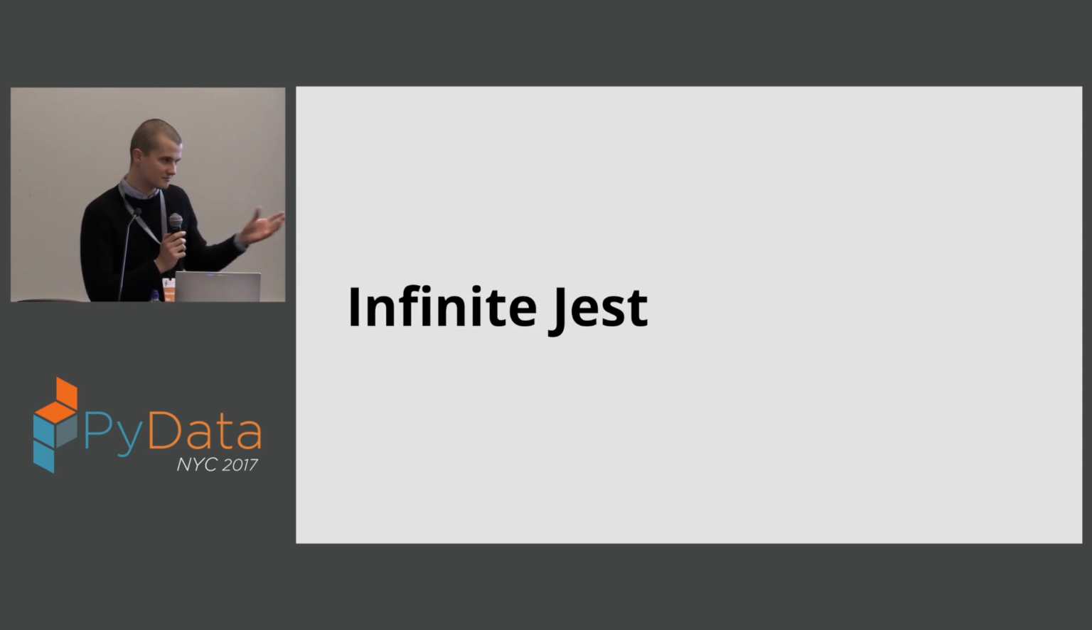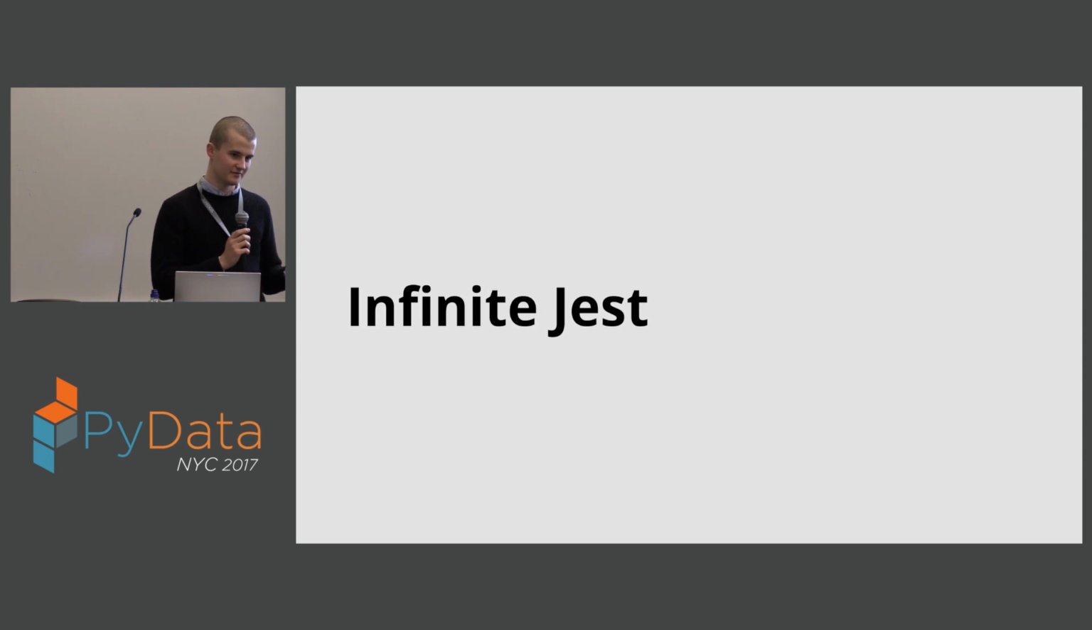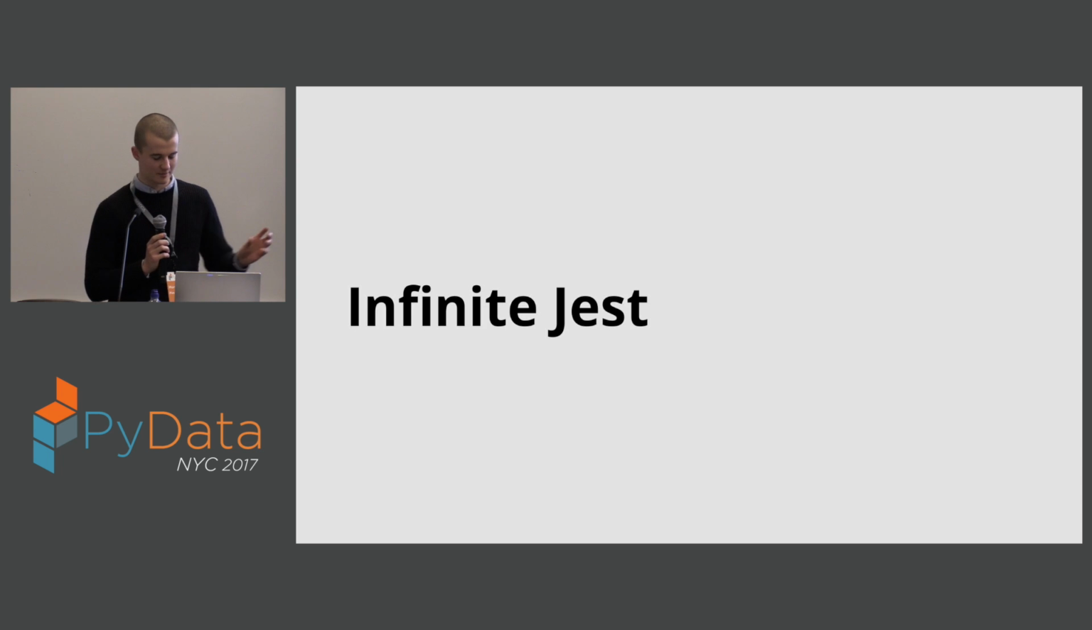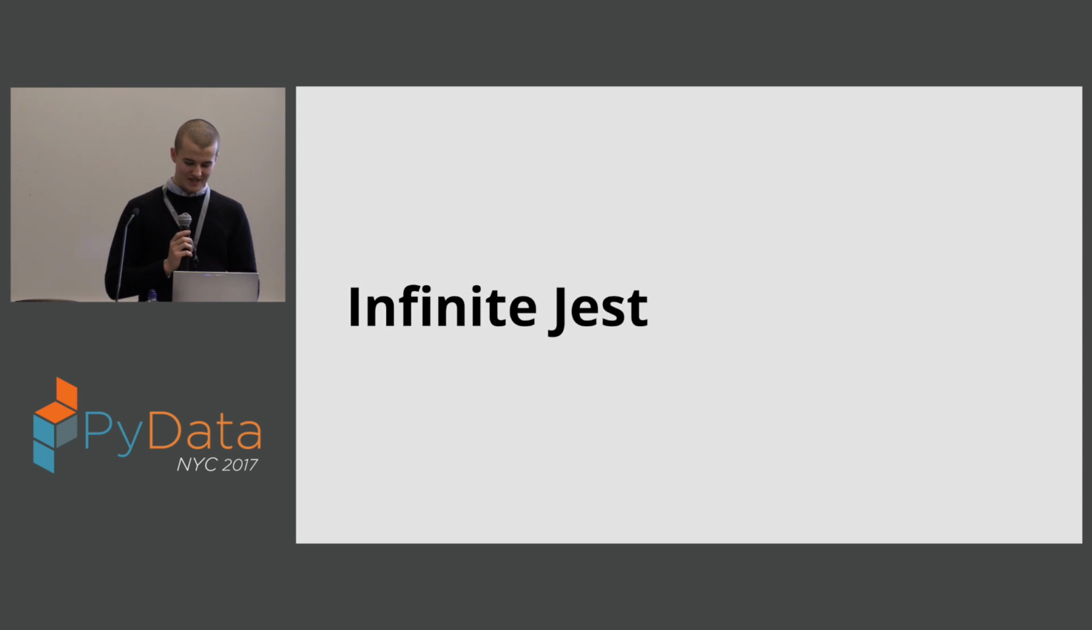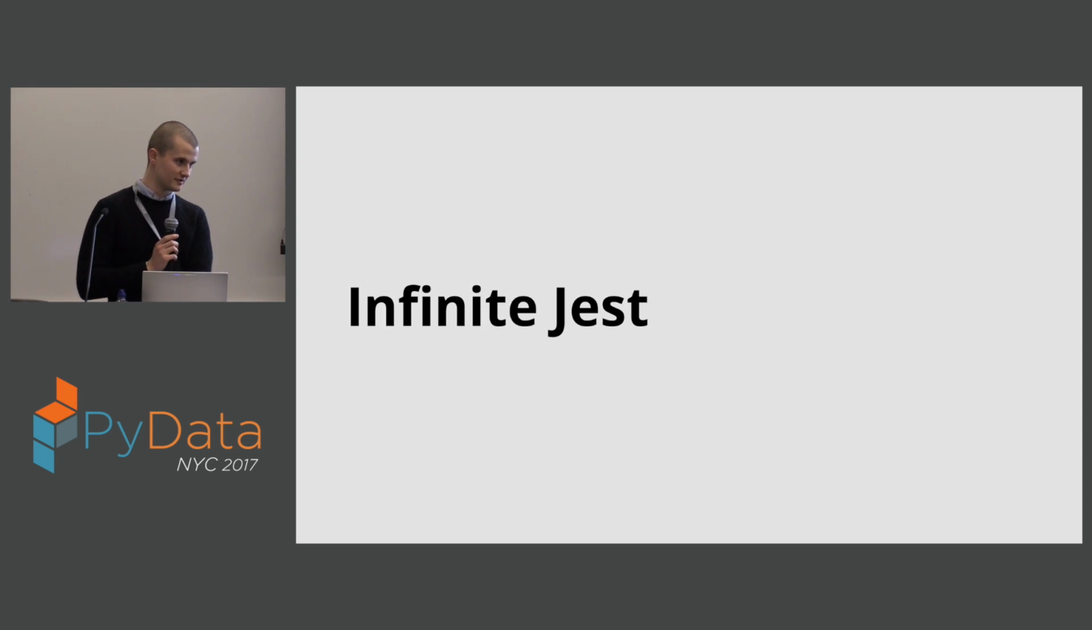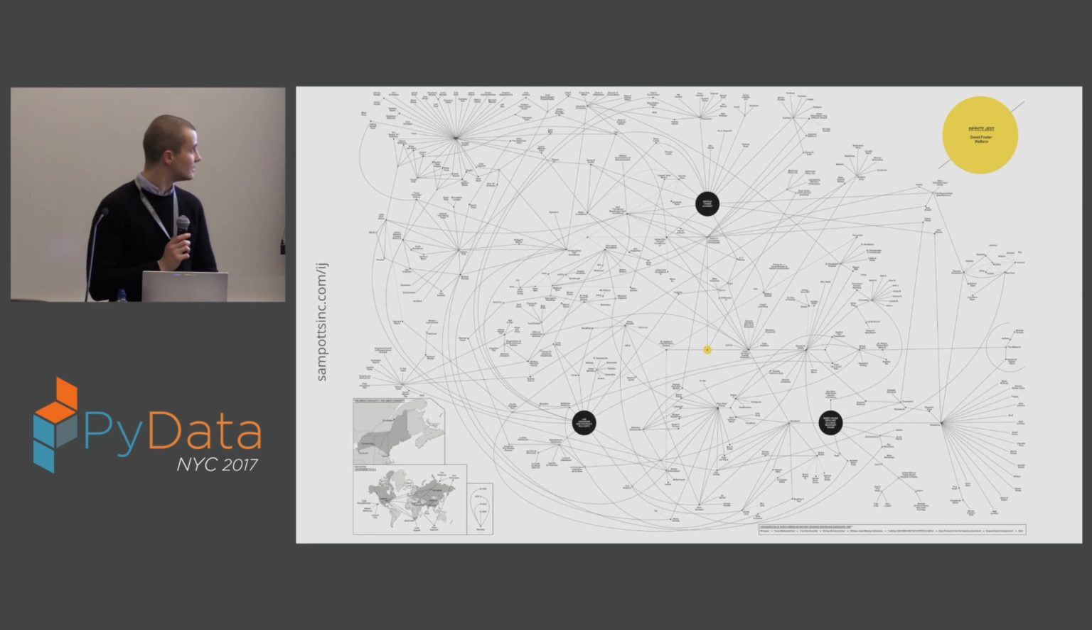The Bookworm story kind of starts with Infinite Jest, which is a massive, massive book with hundreds of characters and storylines that all kind of overlap. It's a very complicated beast of a novel to read, but there are lots of useful resources out there for people who are trying to attempt this thing, including this enormous map by a guy called Sam Potts, which is lovely. It's a map of characters.